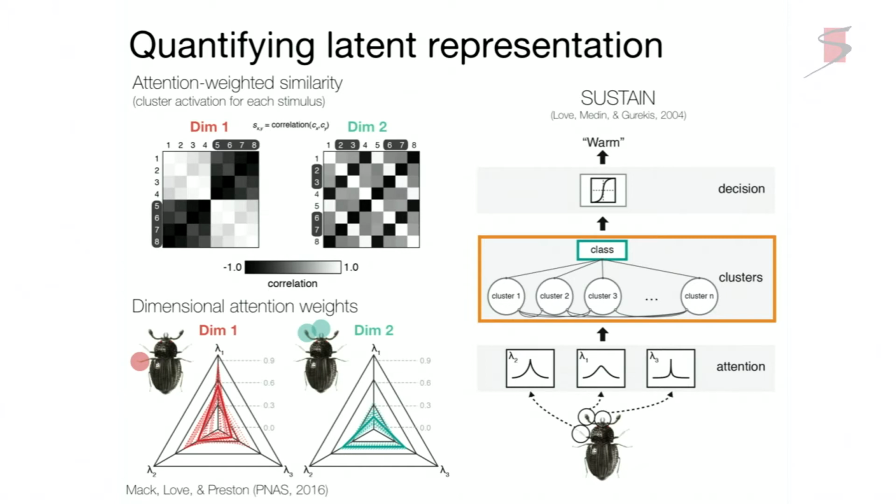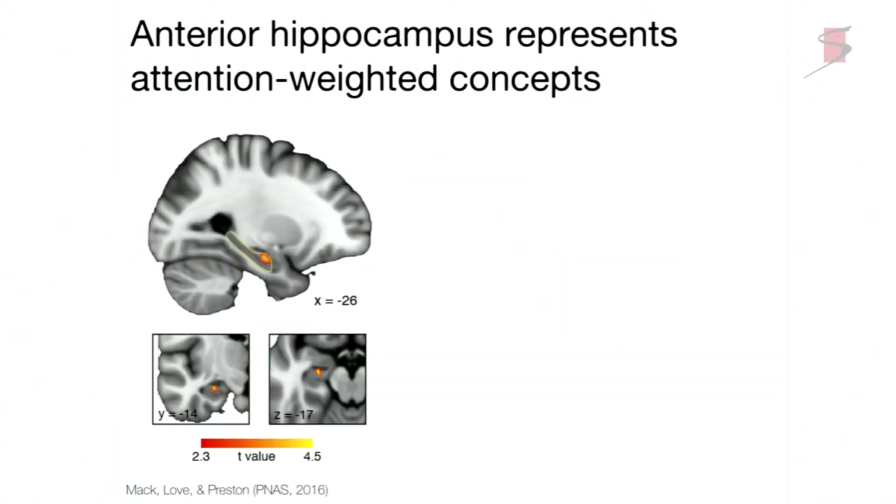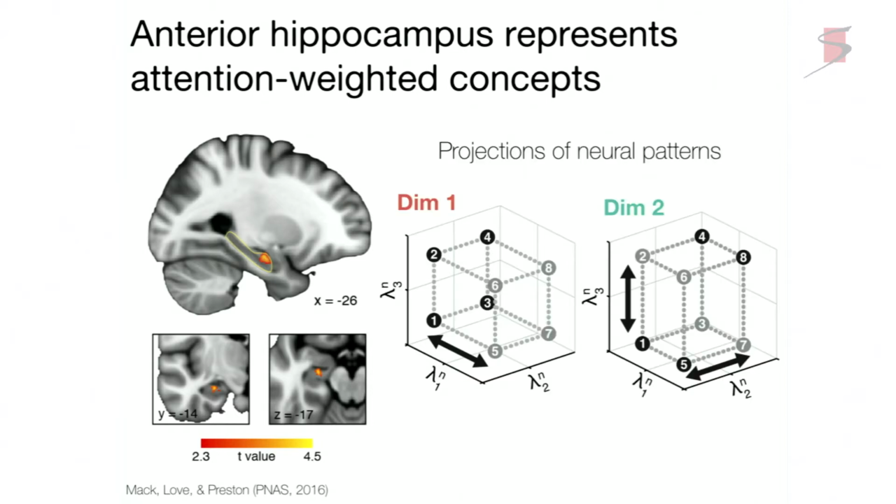And so the idea is that we take these hypothesized psychological models that are fit from the model, and we look at where those are instantiated in the brain, right? What represents these stimuli the way that's predicted by the models. And so what we find is that the anterior hippocampus actually represents attention-weighted concepts, and they are dynamically changed as a function of the task demands.